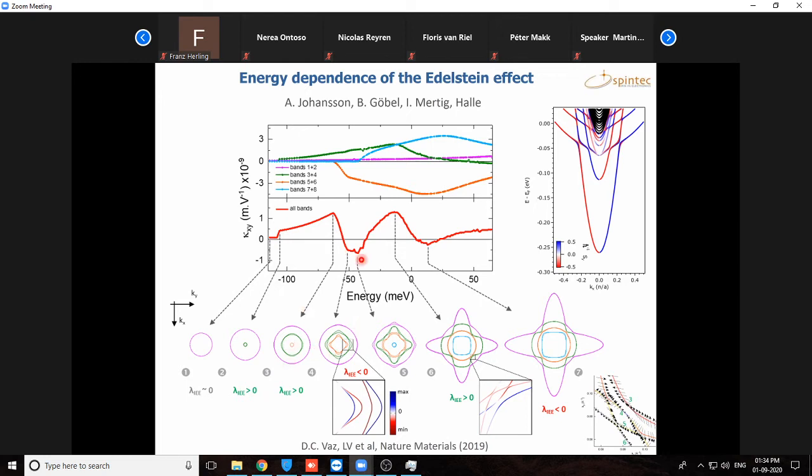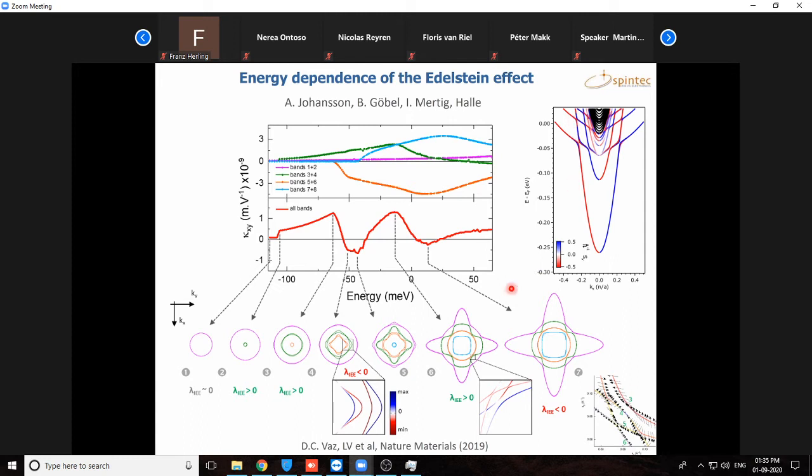Then we have some extrema where we have some crossing between bands and hybridization in between the bands. So we can completely map the expected conversion as a function of the position of the Fermi level within the band structure of STO.